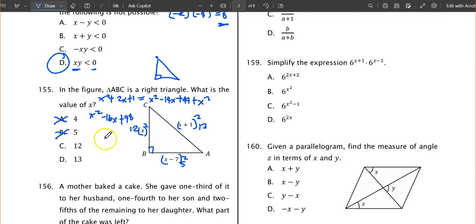And then we factor out 48. Common factors will be 12 and 4. So you will get x minus 12 and then x minus 4. So x will be 12, x will be 4. But then again, we said earlier 4 is not possible because it will make it negative. So 12 is your answer.